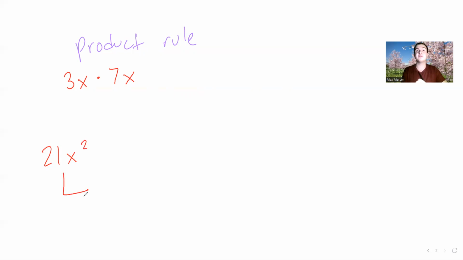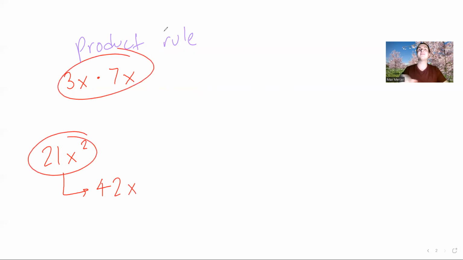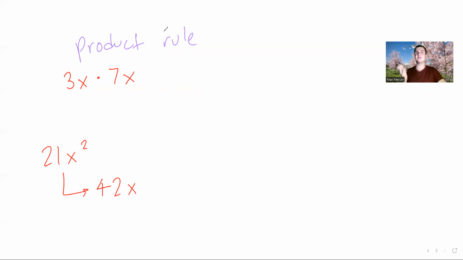So we know that the derivative of this should eventually be 42, because 2 times 21 is 42, x to the first power. Because they're the same functions, they should have the same derivatives. But let's use the product rule as it is. What we do is we assign one function to be called f. So I'll make that the 3x. And then the other function could be g.